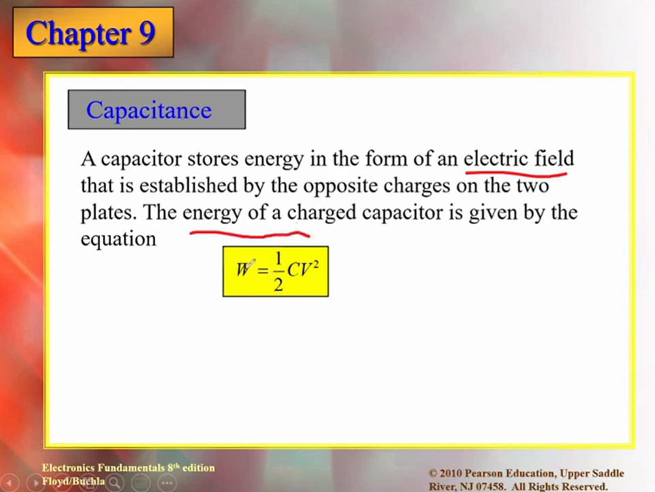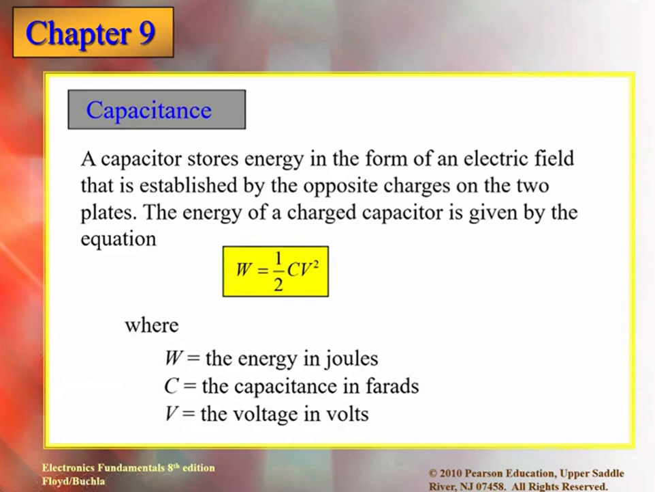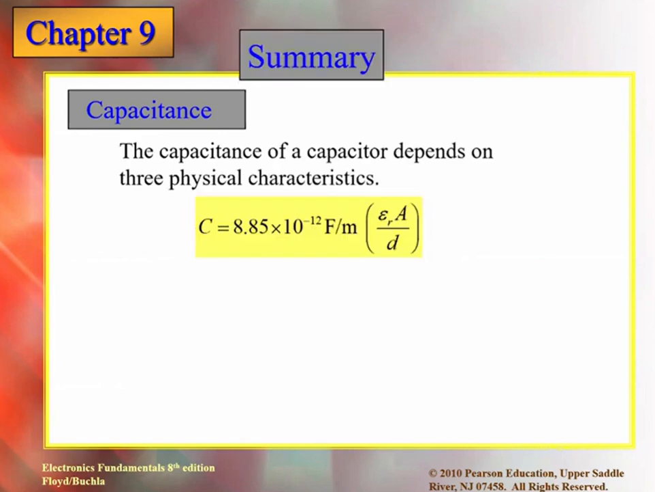So either you can say W is equal to half CV squared, or if you want to use E, you can use the energy of half CV squared. It's so simple to memorize, half CV squared. Okay, this is the energy, where W is the energy in joules, C is the capacitance in farads, and V is the voltage in volts.